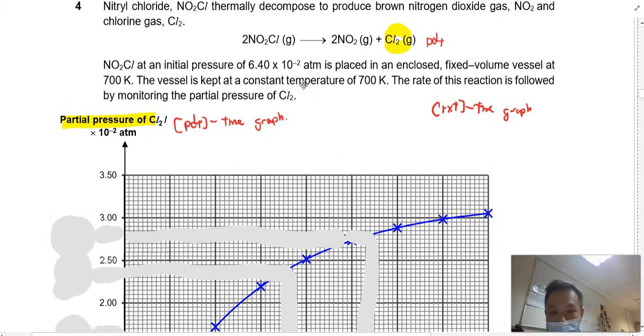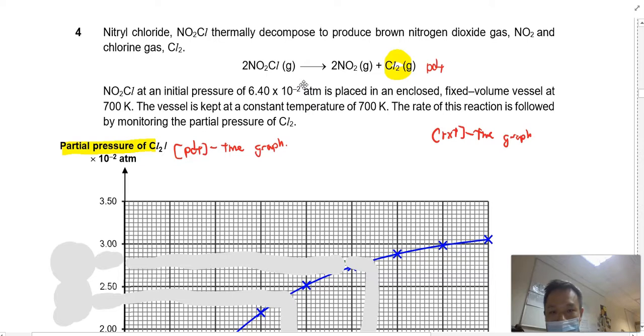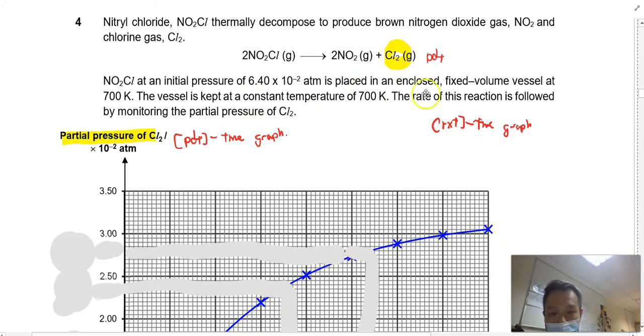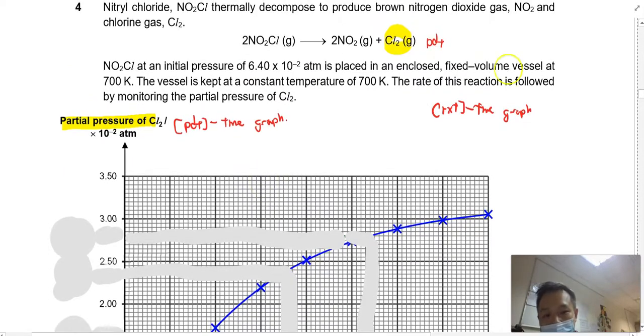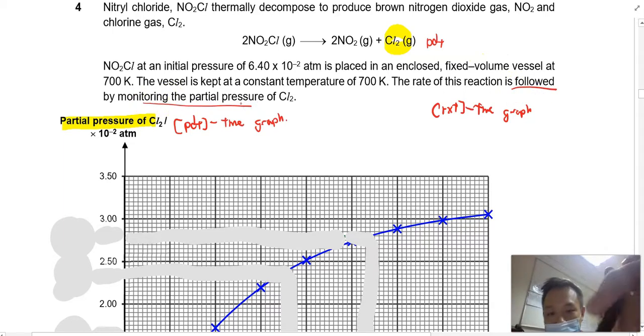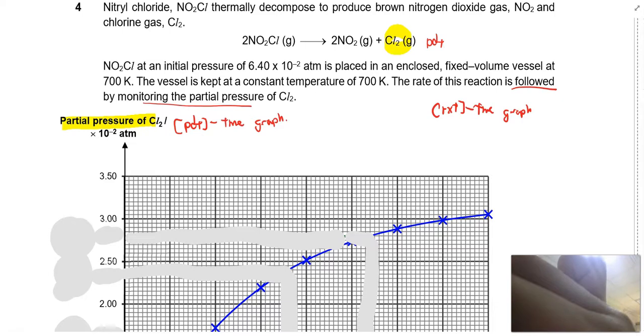Okay, so let's take a look at the context of the question. NO2Cl decomposes to form brown NO2 gas and Cl2 gas. You start with NO2Cl at an initial pressure, and then you monitor the partial pressure of Cl2. So why can we follow the rate of reaction by monitoring the partial pressure of Cl2? Now this may not be intuitive to many of you.